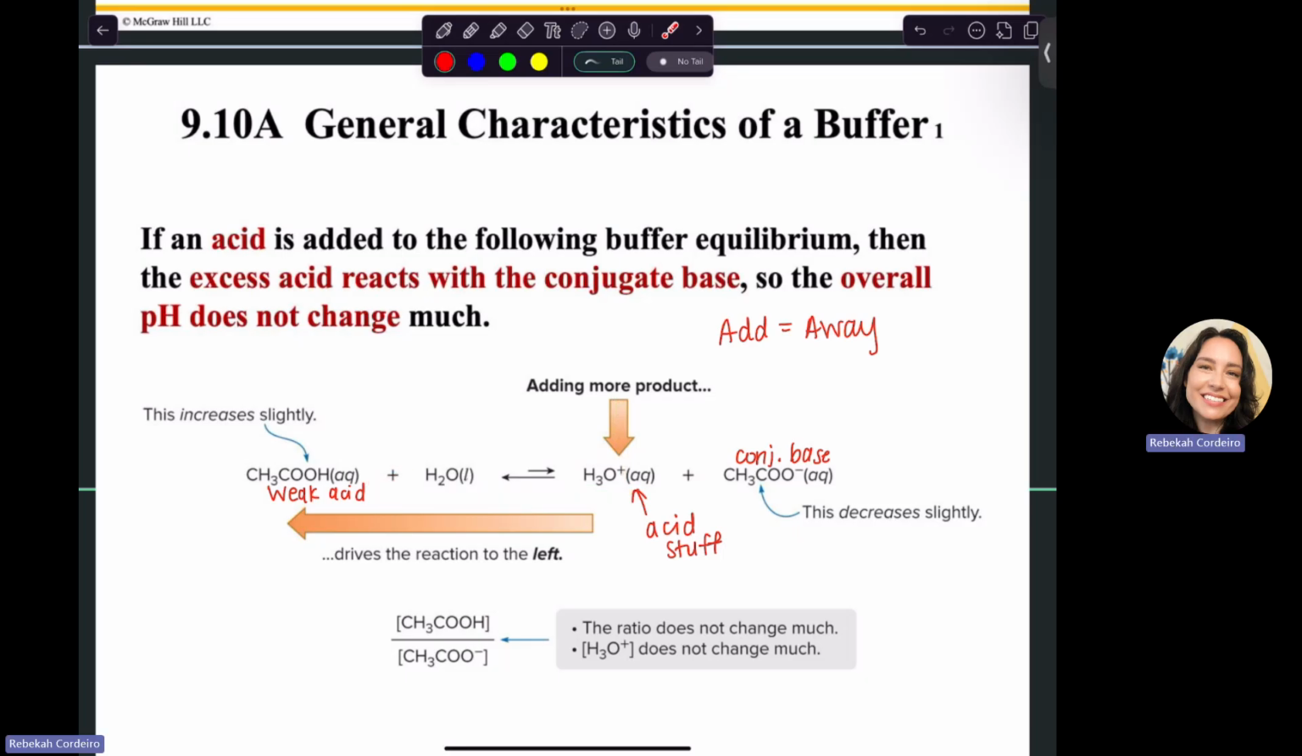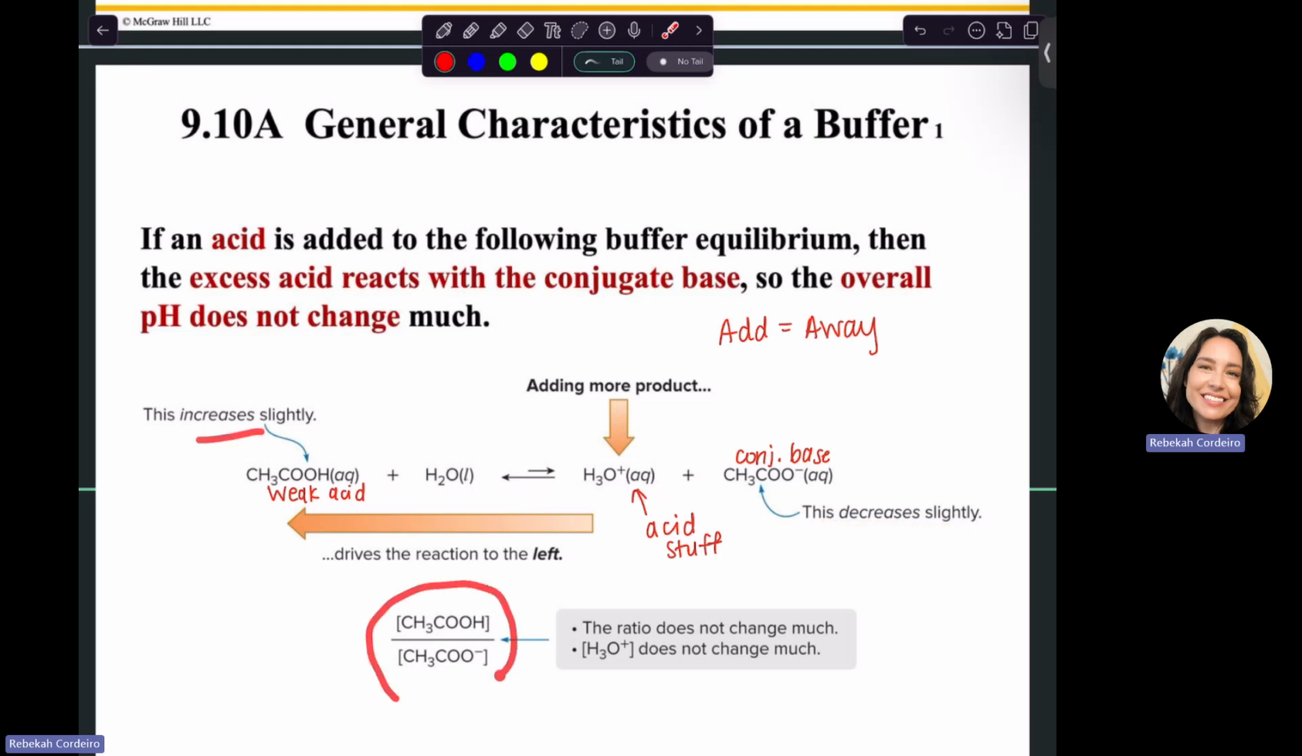Well, it can only shift to the left if we have conjugate base here to react with acid to then neutralize it. So we have to have this present to be able to shift to the left. So if we add more acid, for just a moment, there'll be too much hydronium, my pH would drop, but then I'm going to shift to the left to get rid of that extra acid stuff, and it will go back to around the same pH, but maybe not exactly the same, but definitely not as much as if it were water.